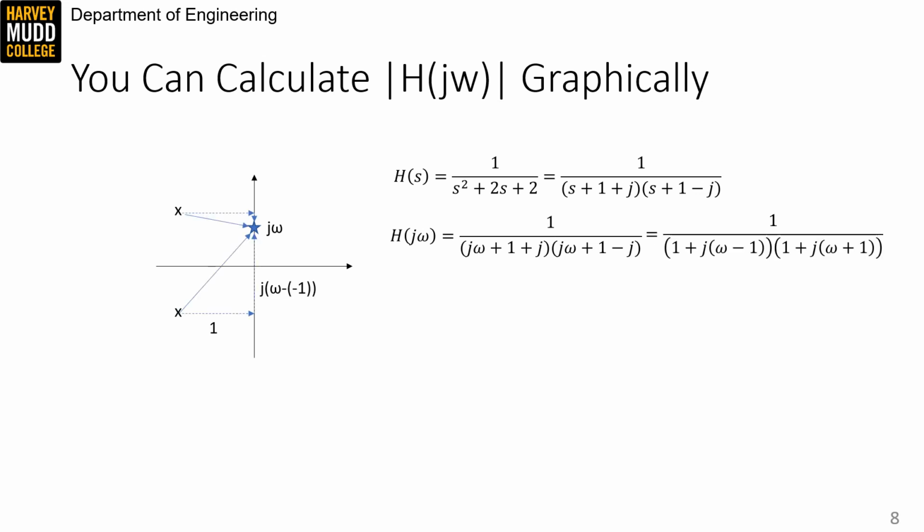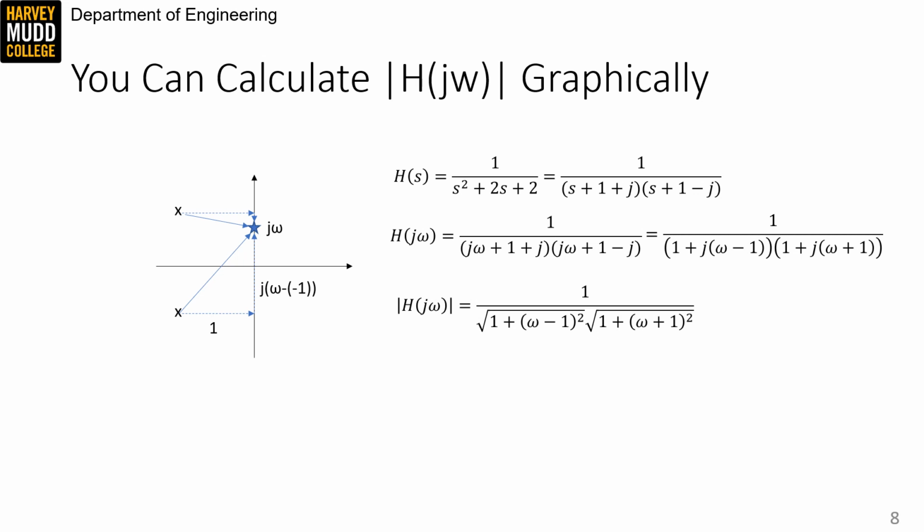We can group like terms in the denominator of this expression, which starts to have a geometric interpretation. Each of these regrouped poles specifies a vector that points from a pole to the point j omega. For instance, the bottom pole is a distance 1 from the j omega point in the real direction, and a distance 1 plus omega from the pole in the imaginary direction. And that's captured by the second pole in our rightmost expression, which has a real value of 1 and an imaginary value of omega plus 1.